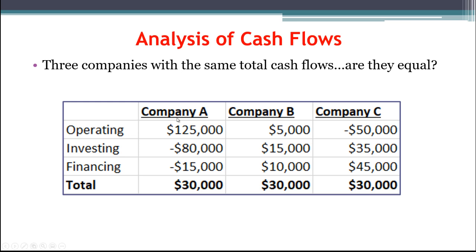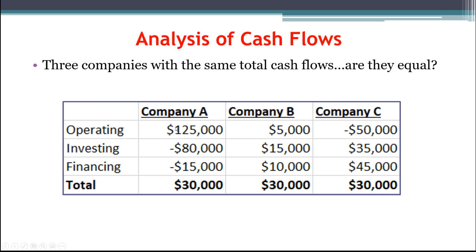Before we get into this, the first thing I want to mention is that different companies at different stages of their life cycle are normally going to be different for very good reasons. So I want to explain as I go through these companies which stage of their life cycle they may be in. So let's take a look at Company A. Again, they all ended up with $30,000 positive, but they got the money from different places.